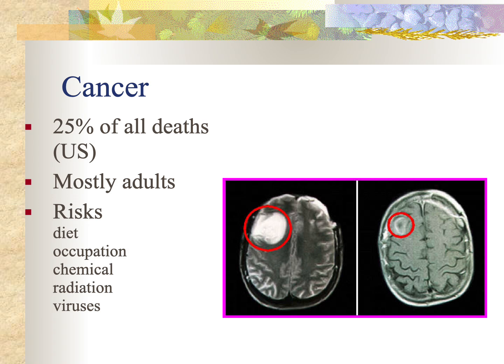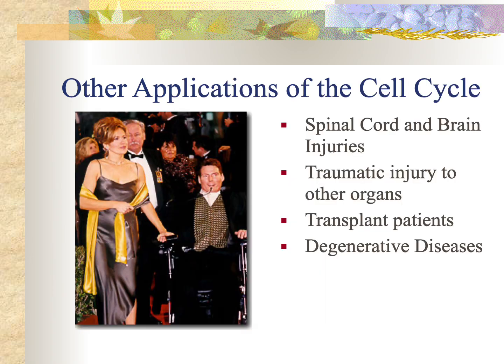So we learned a lot about the cell cycle. Primarily, one of the main reasons is to figure out how to stop cancers. Okay, there are other applications as well. Those applications include trying to get cells to divide when we need them to divide. Some cells don't want to divide after, like, spinal cord injuries.